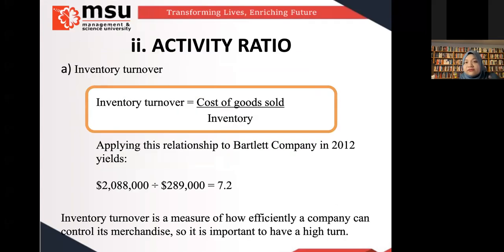The second type of ratio is the activity ratio. With the activity ratio, we want to see the effectiveness of the operation of the company, basically the efficiency of the company's operation. The first one that we want to look into is the inventory turnover. So what is inventory turnover? Anyone want to try? What is the meaning of inventory turnover? Tiara?